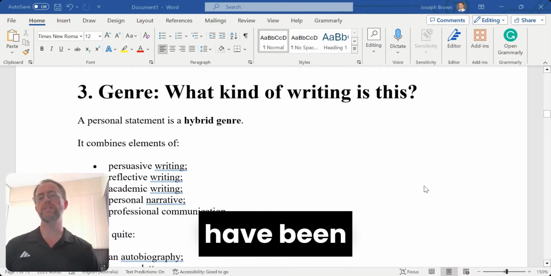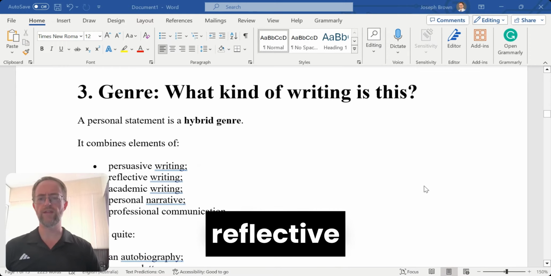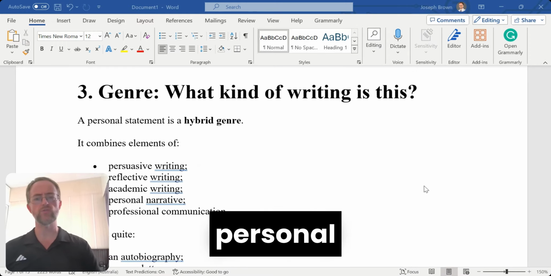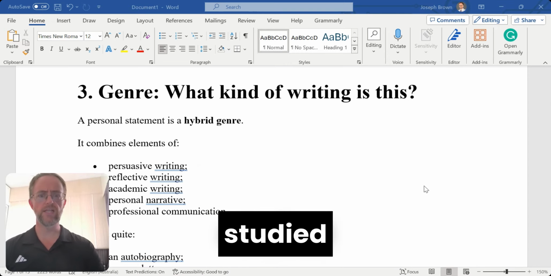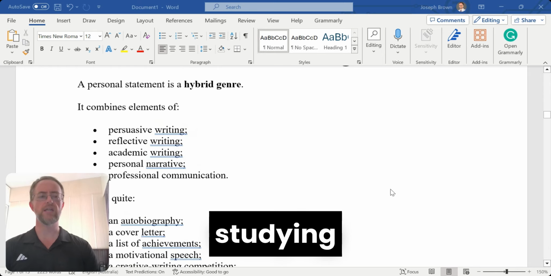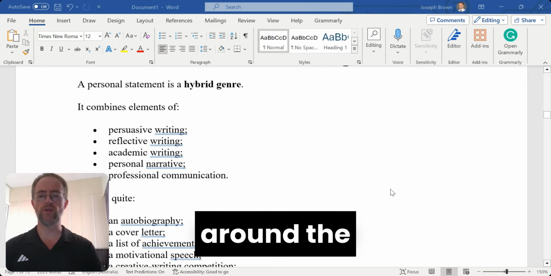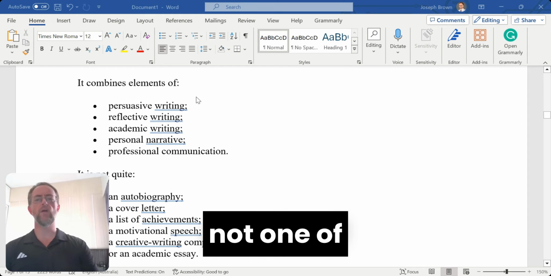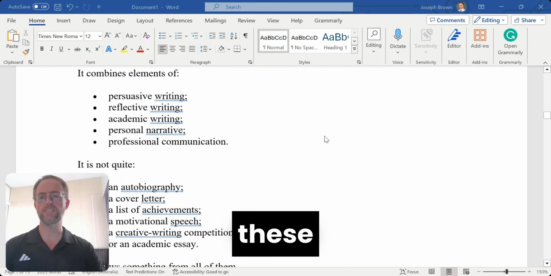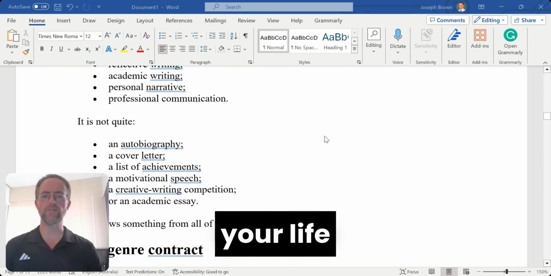At school, you would have been studying all these types of writing: persuasive writing, reflective writing, academic writing, personal narrative, professional communication, especially if you studied language and literature, or even studying English B, language acquisition, or studying any English course around the world. You're going to know these types of writing, but it's not one of these. It mixes these things. So it's not quite the autobiography. You're not just telling your life story.